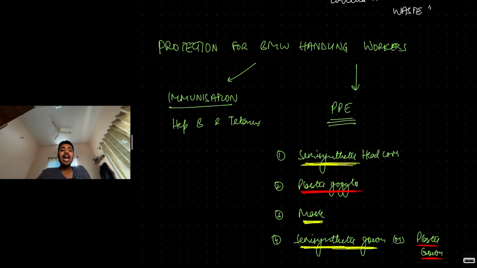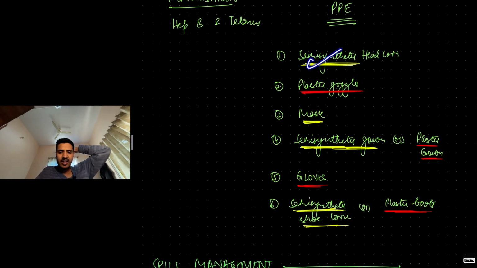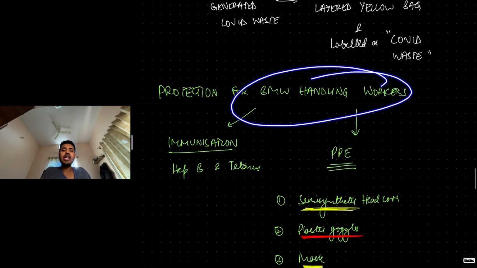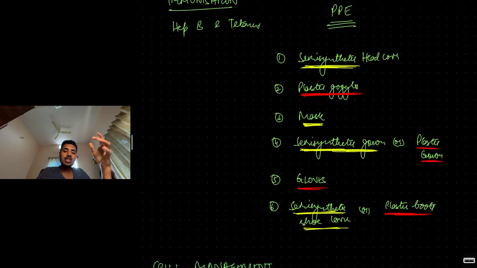And you should always give them personal protective equipment, like a semi-synthetic head cover. You should give them plastic goggles, a mask to wear. You should give them a gown. A gown can be a semi-synthetic gown or it can be a plastic gown. You should give them gloves to wear. You should give them a semi-synthetic shoe cover, or plastic boots. They have to have all personal protective equipment because they are handling biomedical waste. We don't want the handling workers to get infected, or to have any genotoxic effects or anything like that.